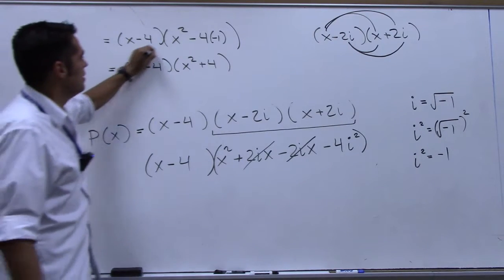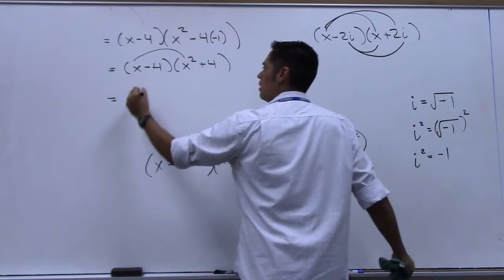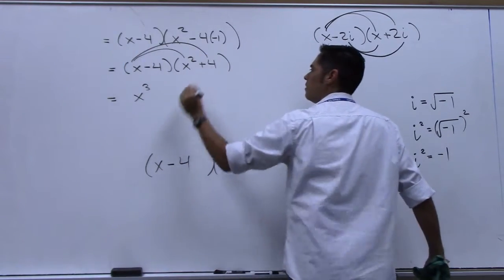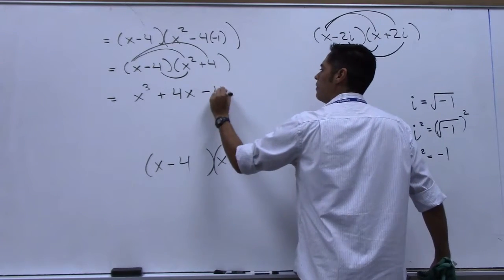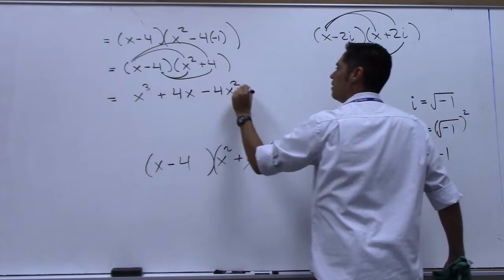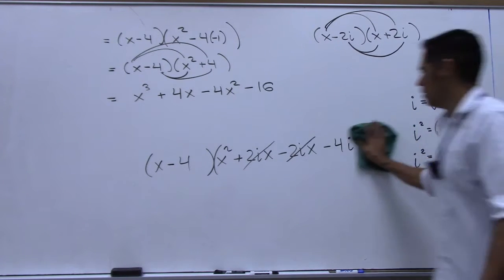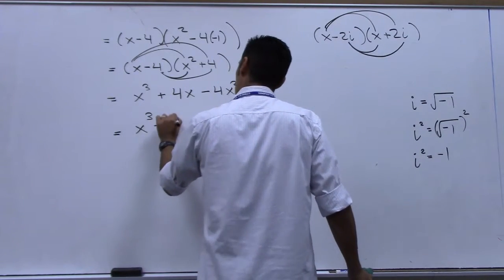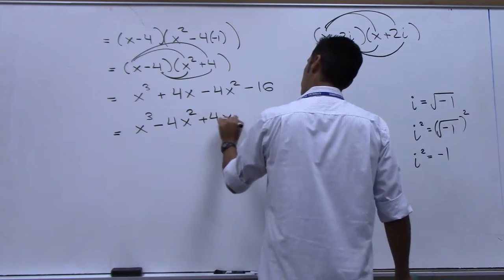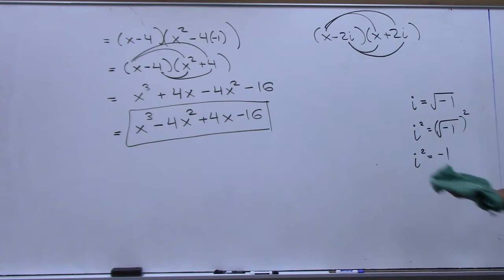Now multiply here to here. What do you get? That first multiplication? X cubed. Here to here. Plus 4x. Here to here. Negative 4x squared. And then here to here. 16. And then that's pretty much it, but we can put it in descending order, like highest power of x down. That is a polynomial function.